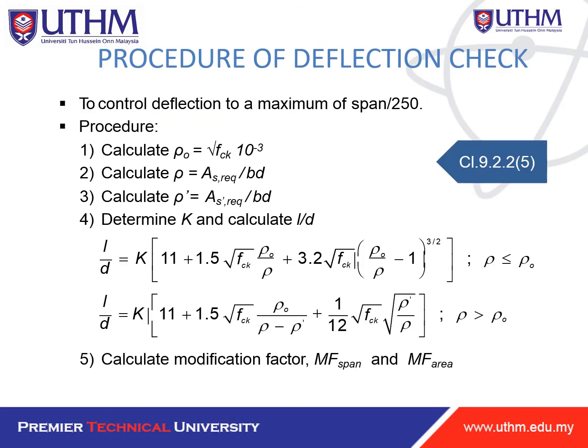So the procedure of the deflection check: to control the deflections to a maximum of span over 250, you have to calculate rho 0, rho, and then rho prime. Determine the value of K and calculate the L over d value by using either this or this equation, according to the condition. Then calculate the modification factors, the modification for span and the modification for area.